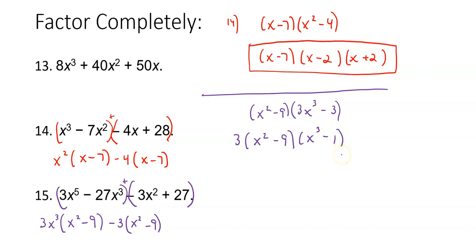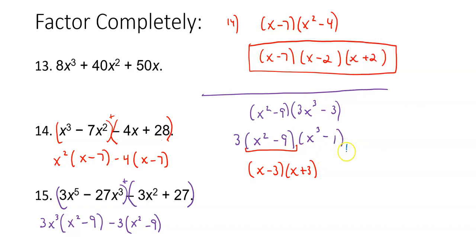And oh my goodness, now the fun begins. Look at that. They are both additionally factorable problems. So the first one, the x squared minus 9, is a difference of squares. So I can write that as x minus 3, x plus 3. And then look at the second one. That second one, x to the third minus 1, can be factored further also.